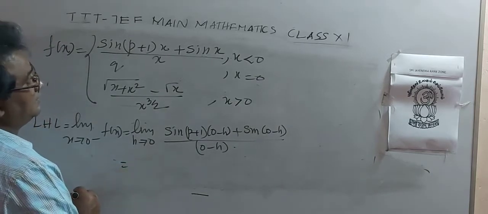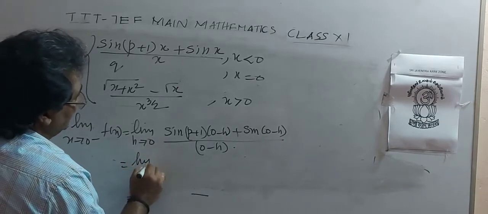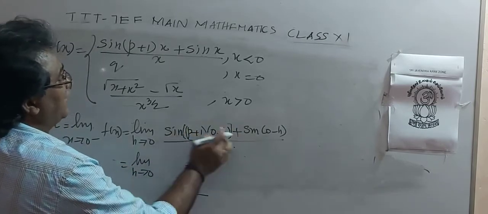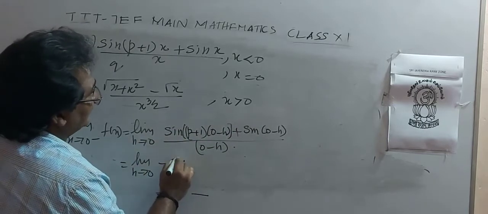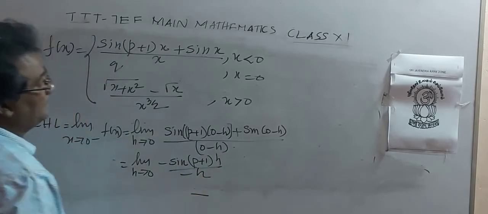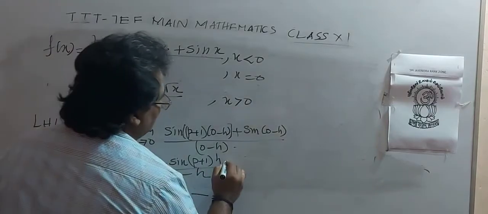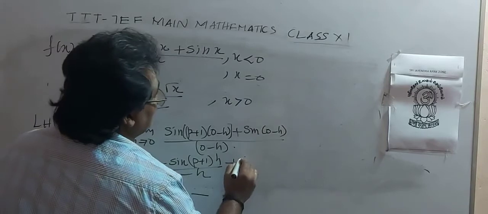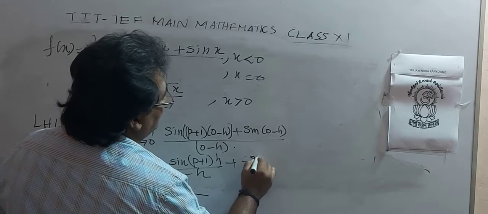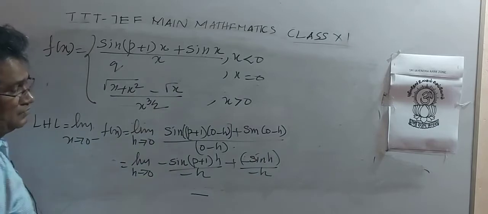Equal to limit h tends to 0, sin of minus theta equals minus sin theta, so minus sin of p plus 1 h divided by minus h, plus sin of minus h, which is minus sin h, divided by minus h.